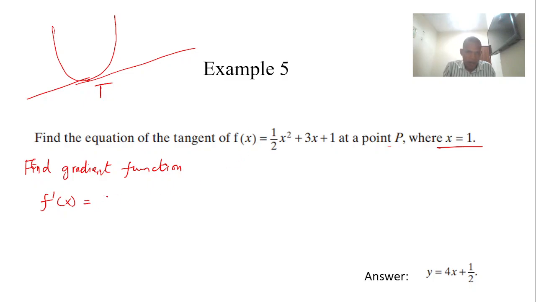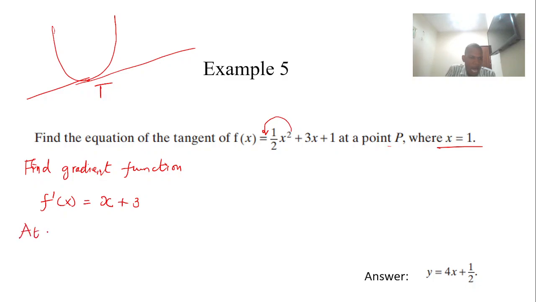I'm going to have, don't forget, these two come to the front, it multiplies. So I'm going to have this 2 times half, that's 1. So I have x. Then plus, if I differentiate 3x, I have 3. Differentiate plus 1, you have 0. It's a constant. So now x plus 3 is obviously my gradient function. Very good.